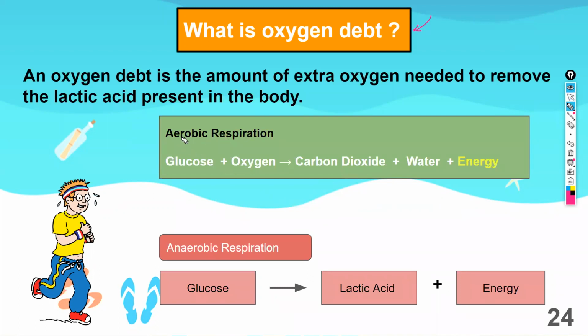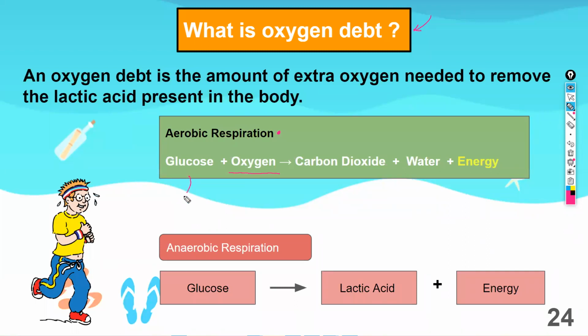When your body is performing aerobic respiration, it's not a problem because you have enough oxygen, your body is comfortable, you're not out of breath. But the minute you start to do something that's really, really hard, something that's high intensity, your body cannot take in enough what?